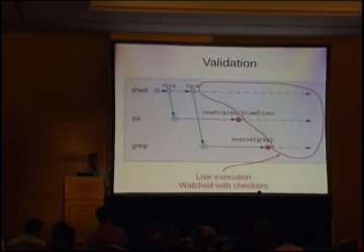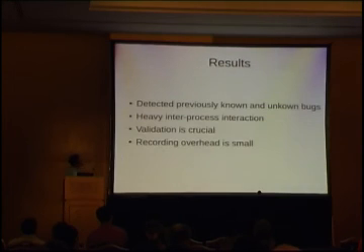To summarize, RacePro operates in 3 steps. It records the application in a deployed system, it detects races offline, and then it validates them. Okay, so I'm going to talk about some results. It's going to address a few questions. Did we find some bugs?